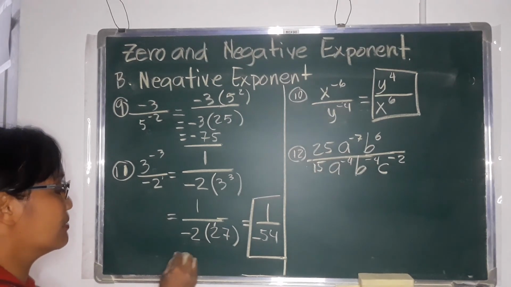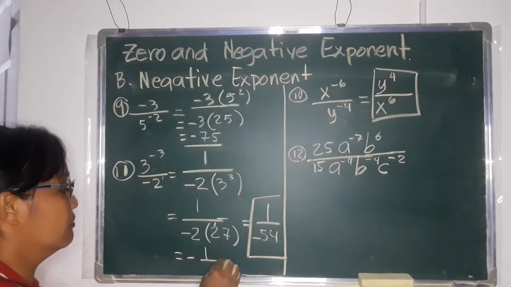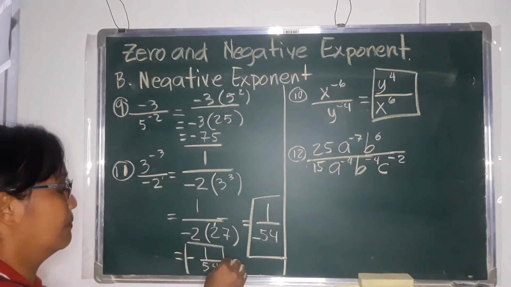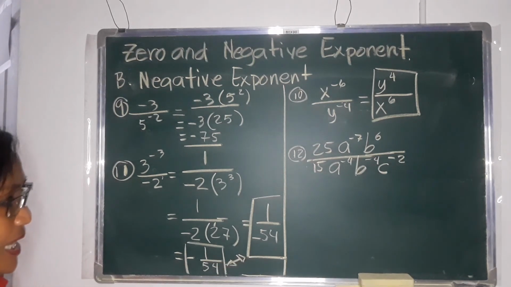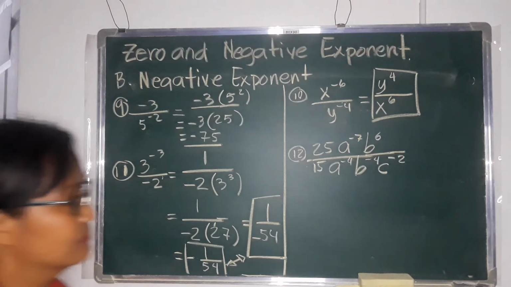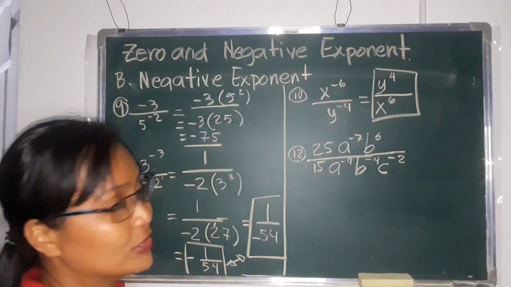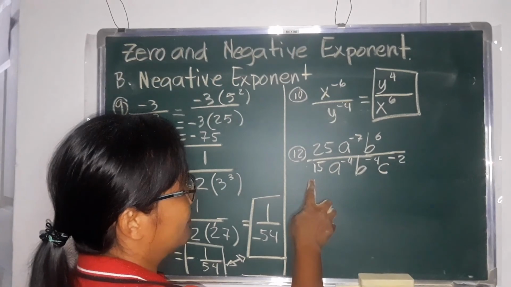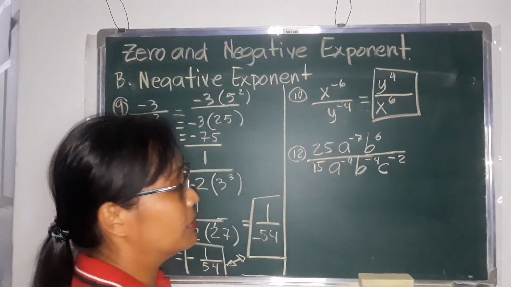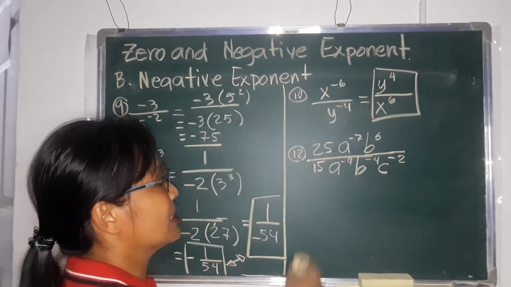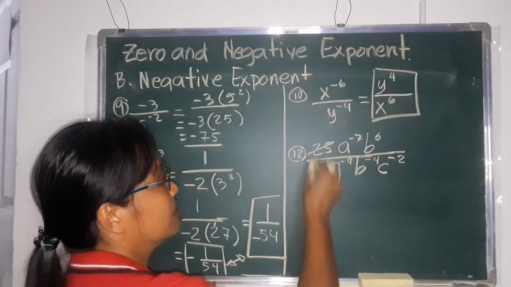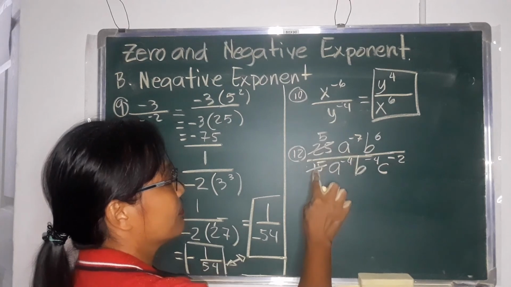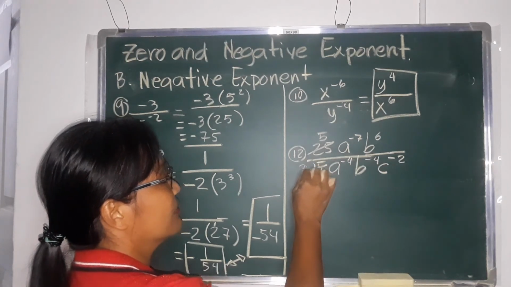Okay? So you can also write like this. Negative 1 all over 54. They are the same. Okay? Okay, next, number 12. Last example. So in here, if you notice, 25 and 15 are both divisible by 5, which is their greatest common factor or GCF. So 25 divided by 5, we have 5. 15 divided by 5, we have 3.